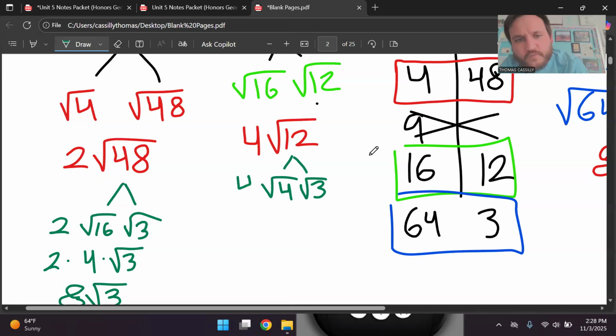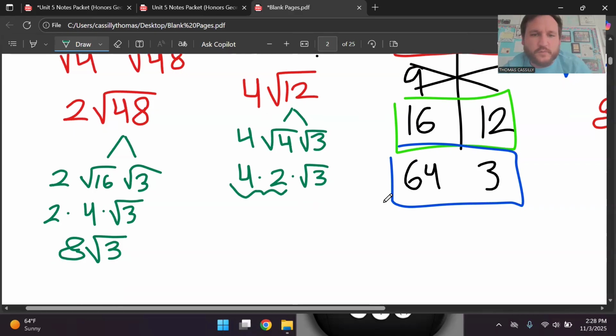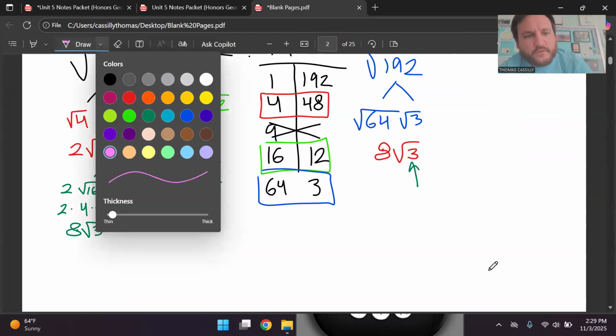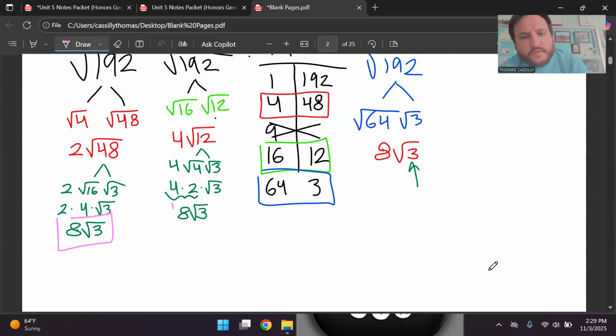I still have that regular 4 on the outside. So this turns into 4 times 2 times the square root of 3. In these numbers here, those are like terms. They're both outside of that radical, so you can multiply those. So this turns into 8 square root of 3. And now if you look, these are all the same, right? So that is what they look like fully reduced.